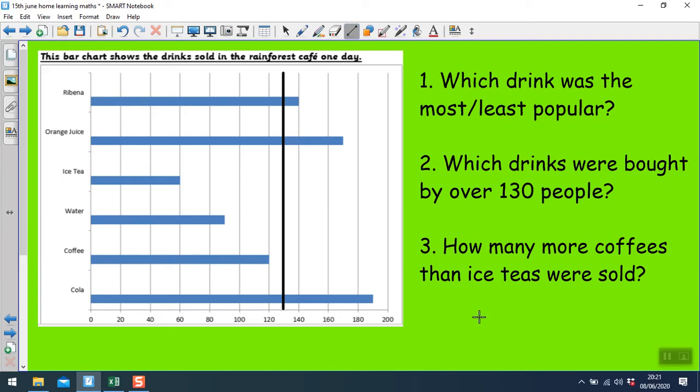How many more coffees than iced teas were sold? This is a difference question. So coffee was 120 people and iced tea was 60 people. How many more coffees, so looking at this section here, how many more coffees than iced teas were sold? So 60 plus what makes 120, or 120 take away 60 to get this gap here. So that is 60.